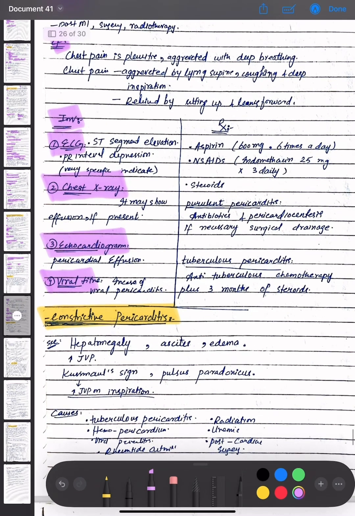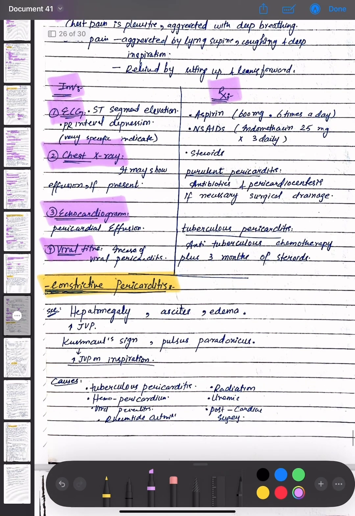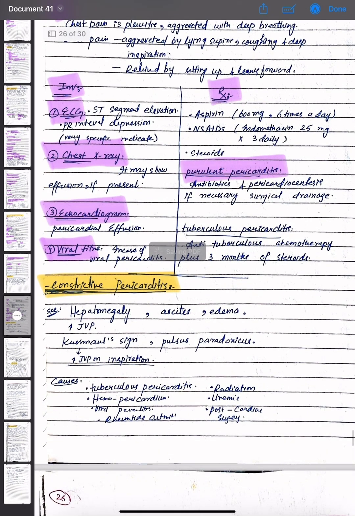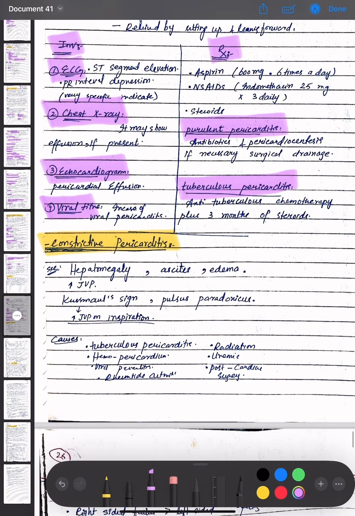The treatment options are aspirin 600 mg 6 times a day and indomethacin 25 mg 3 times daily. Then steroids. For purulent pericarditis, antibiotics and pericardiocentesis if necessary, and surgical drainage. For tuberculous pericarditis, anti-tuberculous chemotherapy plus 3 months of steroids.